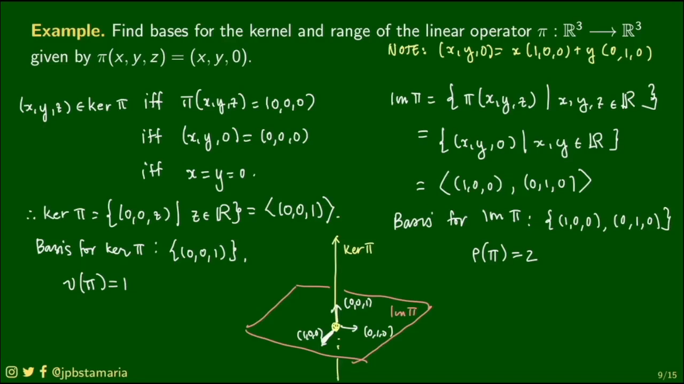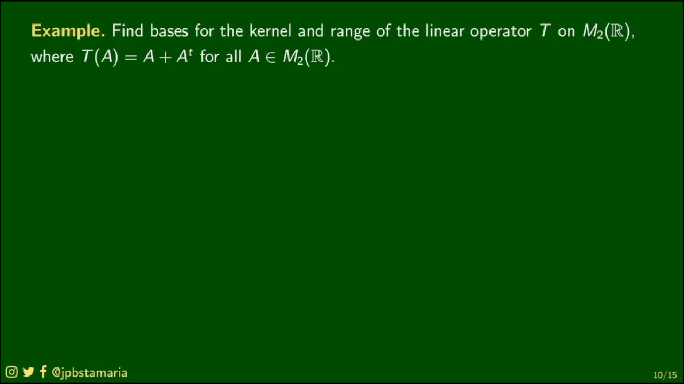Okay, so let's now move on to the next example. This time I'm looking at the linear operator T on the space of 2 by 2 real matrices. This time the meaning of T is a transformation that transforms A to the sum of A and its transpose, for all A in M2(R), right? So we would like to describe now the range and the kernel. So let's look at the kernel first.